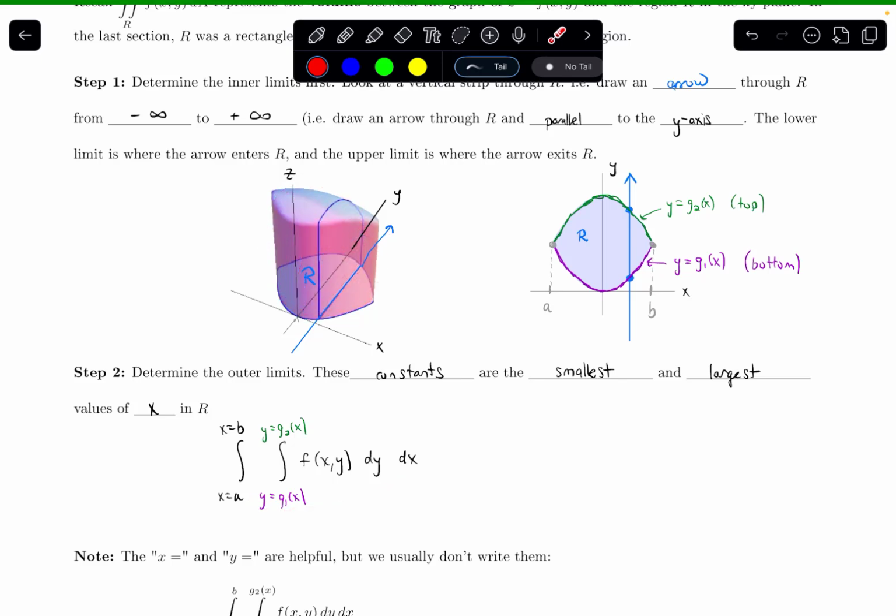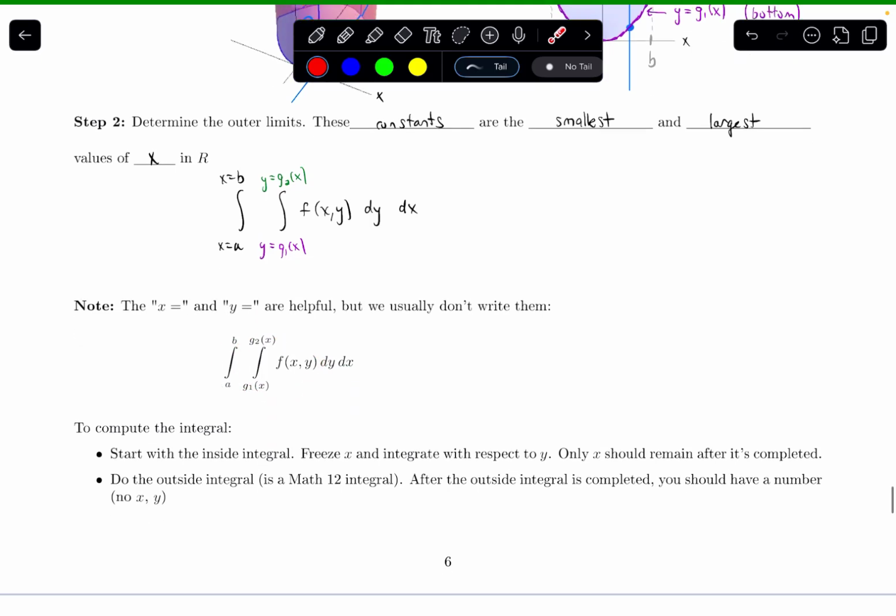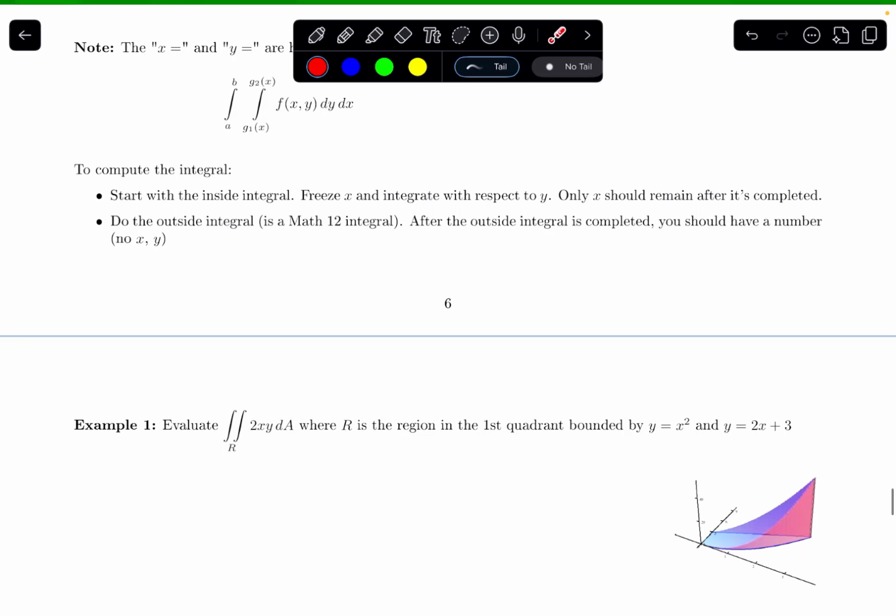Okay, so in practice, when I write these double integrals, we typically don't write that x equals and y equals here. Usually I'll just write a and b for that outer integral. And for the inner one, I'll just write g1 of x and g2 of x. And it'll be clear from context, well, are they based on y, if that's the inner one, and then x if it's the outer one. So let's do an example. Let us do an example where we actually evaluate an integral like this.